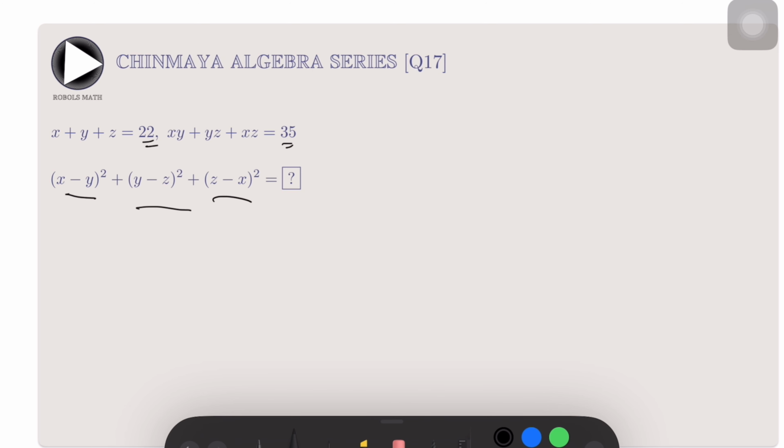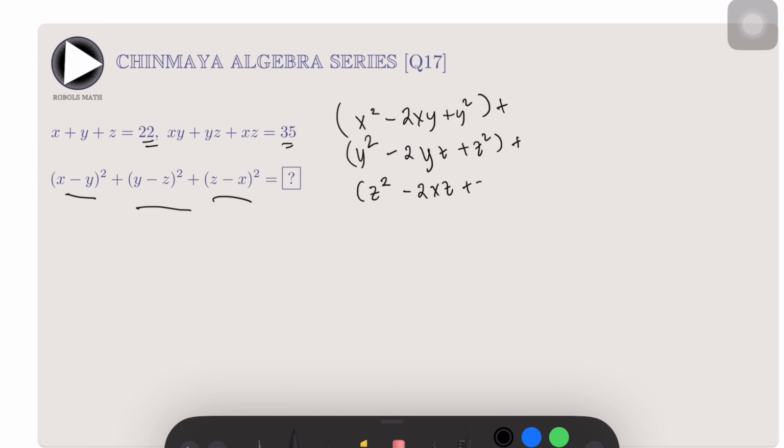To do this, we just have to expand the required expression as x squared minus 2xy plus y squared. So that's the first term. Then add y squared minus 2yz plus z squared. That's the second term. And then lastly, we expand the third. That's z squared minus 2xz plus x squared. If we add the three and then group the squares, we get x squared plus y squared plus z squared minus, we factor out the negative 2, minus 2 times (xy plus yz plus xz).